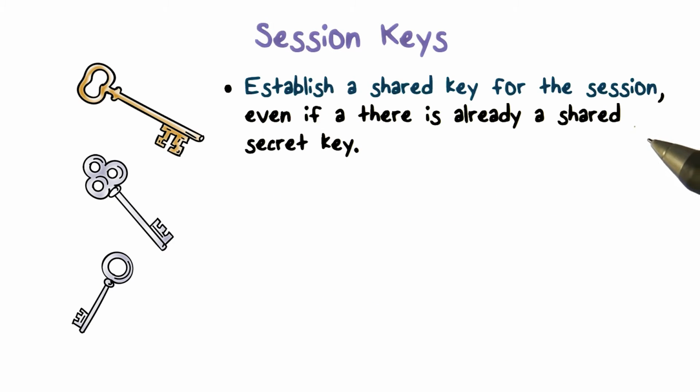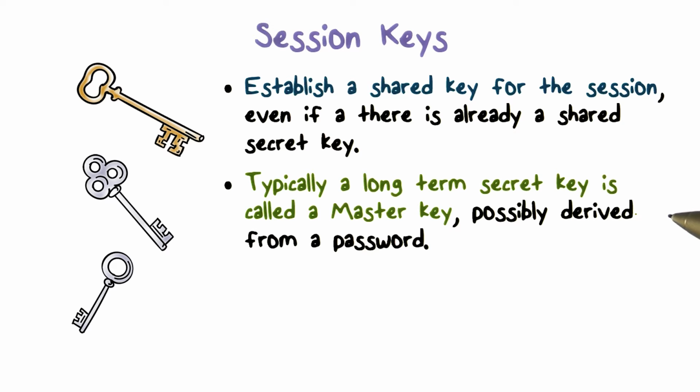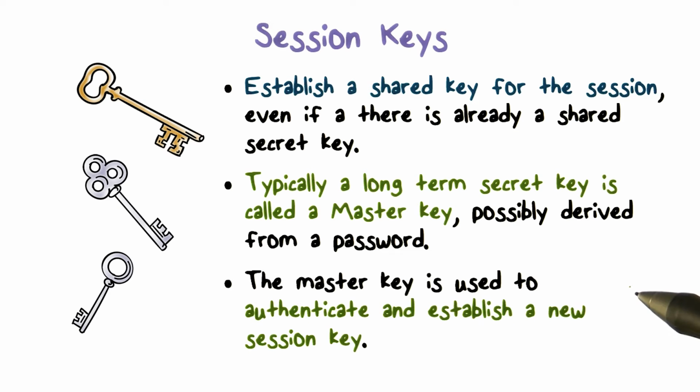We say that Alice and Bob should establish a shared key for each new session. This is true even if Alice and Bob already have a shared secret key. Typically, Alice and Bob share a long-term secret key, and we call it the master key. For example, the master key can be derived from a password. For each session, Alice and Bob would use the master secret key to authenticate and establish a new key for the session. Then, all messages in the session are protected using the session key.